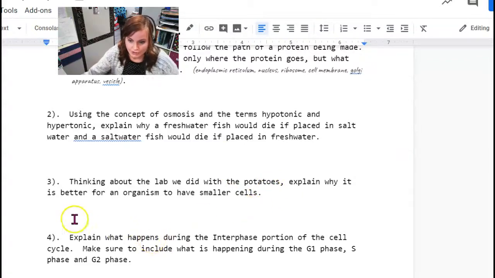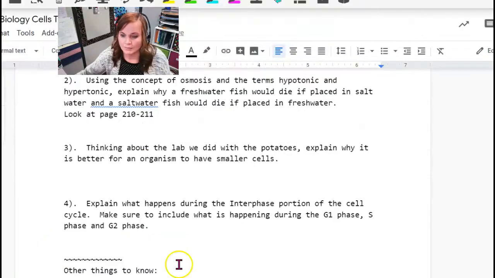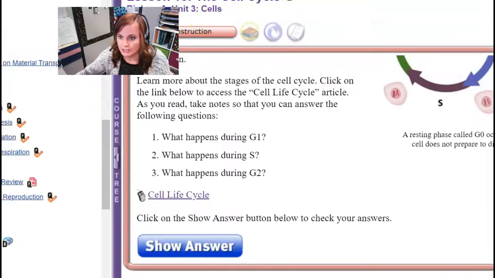And then finally, with question number 4, I want you to explain what happens during the interphase portion of the cell cycle. Okay, so for this question, you're going to go to your biology.